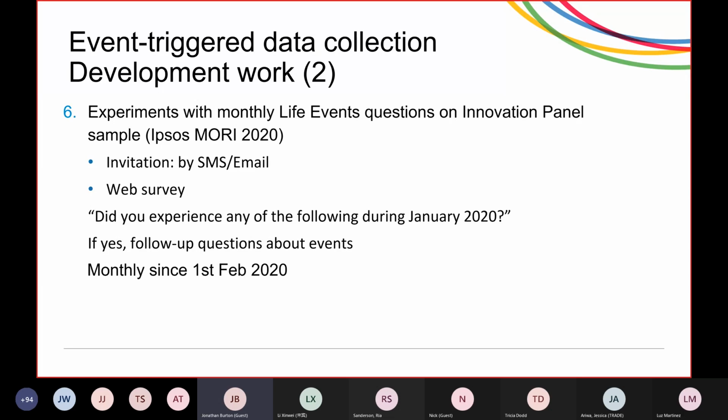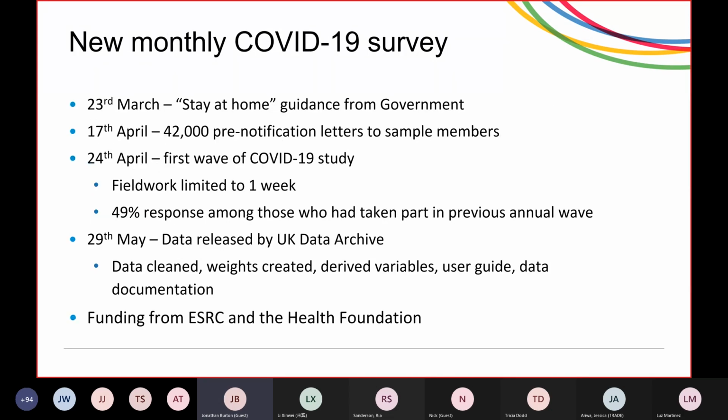If they say yes, there are just a few follow-up questions. So we launched that at the beginning of Feb, and then it's been monthly ever since. On the first of the month, we say, thinking about the last calendar month, have any of these things happened to you? So this meant that when COVID-19 struck, we had an infrastructure to be able to try this sort of event-triggered data collection.